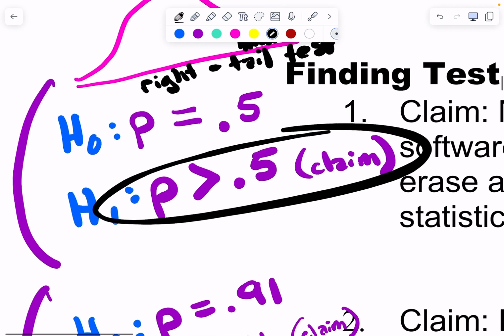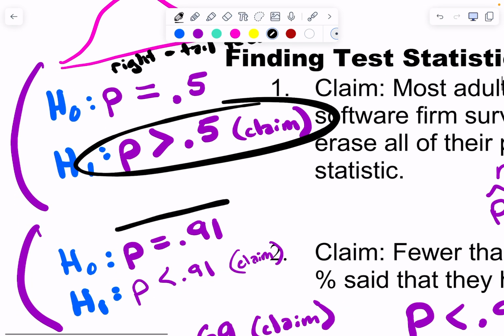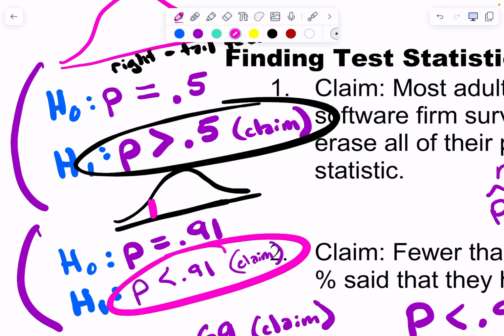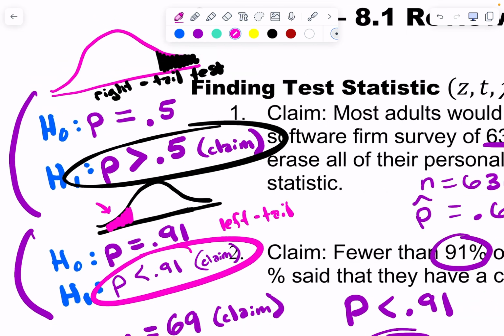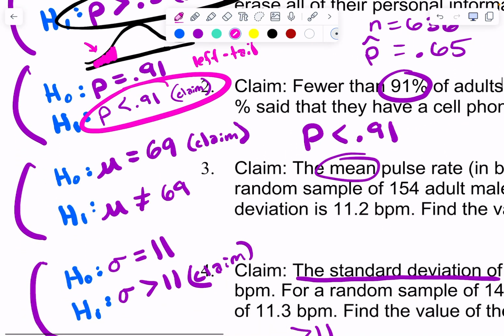Okay, let's go to the second one. If I do a bell curve here, will this be a left tail, right tail, or two tail? P is less than. It's going to be a left-tailed test. Does that make sense? Left tail, because it doesn't say exactly 0.5. It says just less than. The third one.